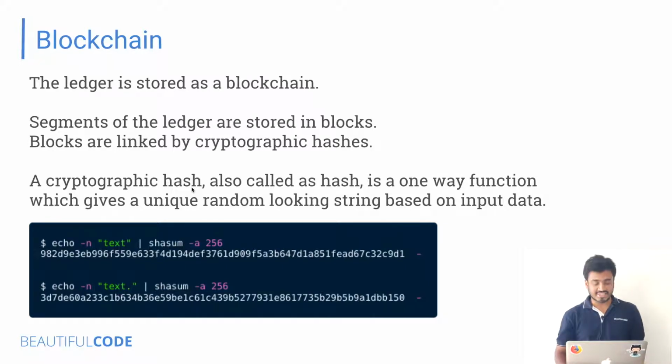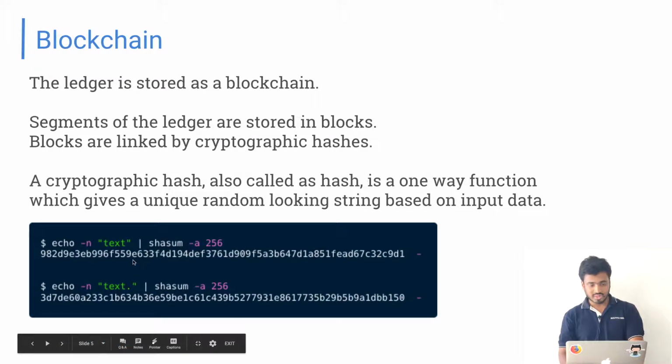I know everyone knows what a hash is, but a cryptographic hash is like a fingerprint for data. Given an input of data, it gives a unique output string, and that will change even with a minute change in the input data. You can see only a full stop has changed, and the hash has changed drastically.